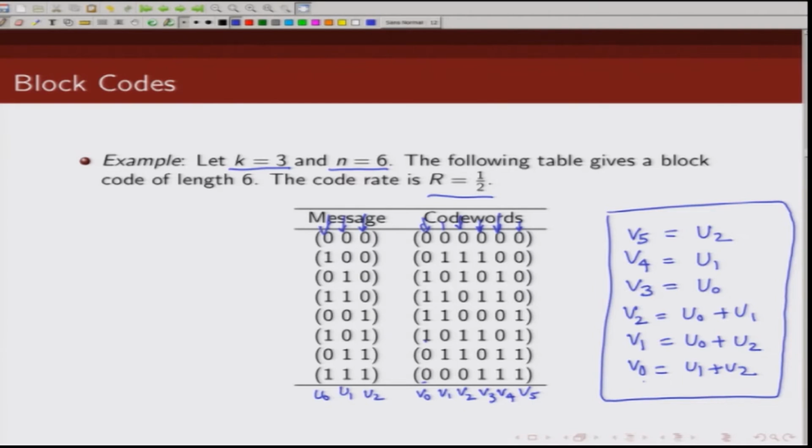Okay. So again, to recap, in block codes we partition our information sequence into blocks of k bits, and we map these k bits into blocks of n bits, and this mapping is memoryless. In other words, how we map these k bits does not depend on how we have mapped the previous blocks of k bits.